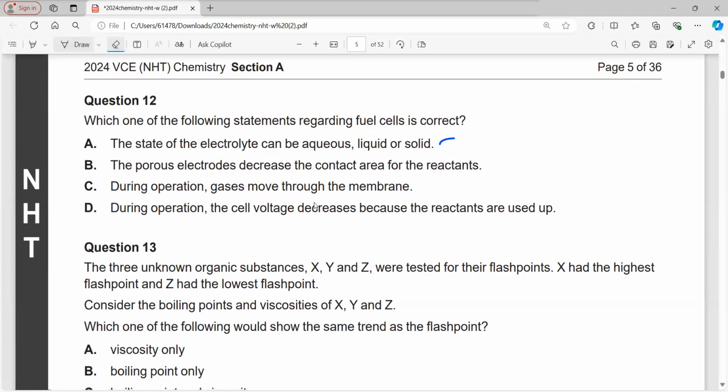Let's have a look at the other ones. The porous electrodes decrease the contact area for the reactants. It actually increases it.